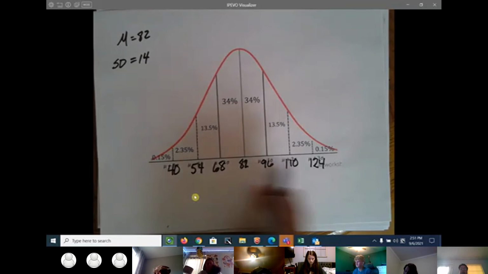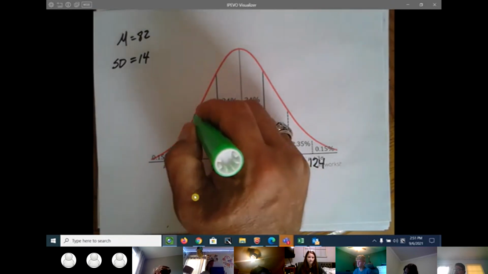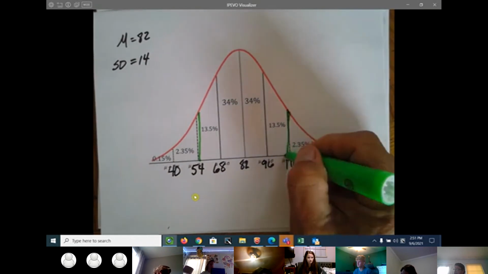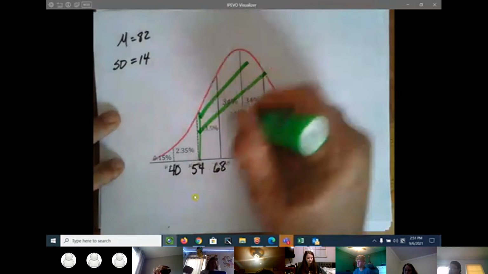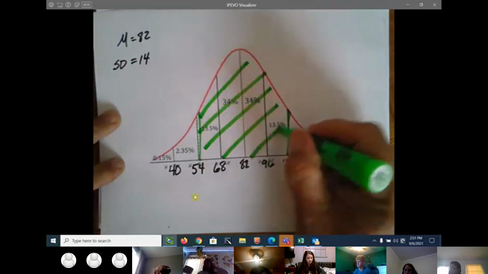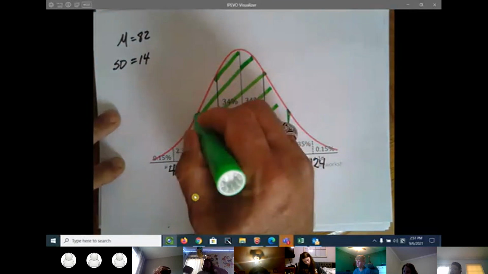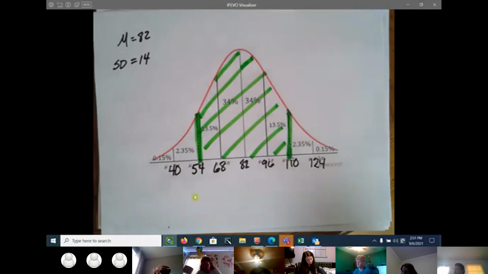So now you can shade in what you need to shade. What do you mean, Hubert? Well, 95% of the population is going to fall between 54 and 110. 95% of the population is going to fall between 54 and 110.